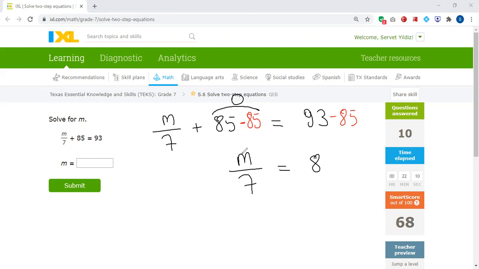And then what number divided by 7 will give you 8? That's actually 56, right? 56 divided by 7 is equal to 8 because 8 times 7 is 56. So we can actually multiply both sides by 7. I'm going to multiply the left side by 7 and the right side by 7. So 7 and this 7 will be canceled out. M is going to be 8 times 7, 56. M is equal to 56 is going to be the answer.